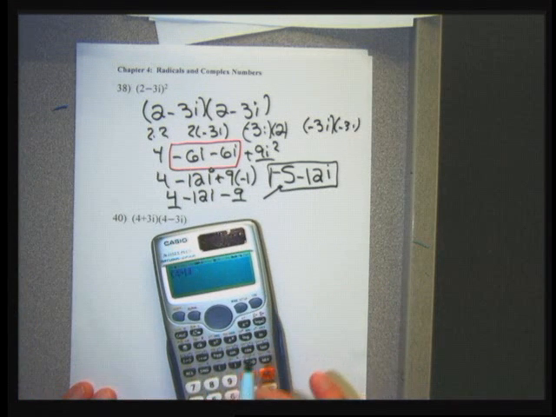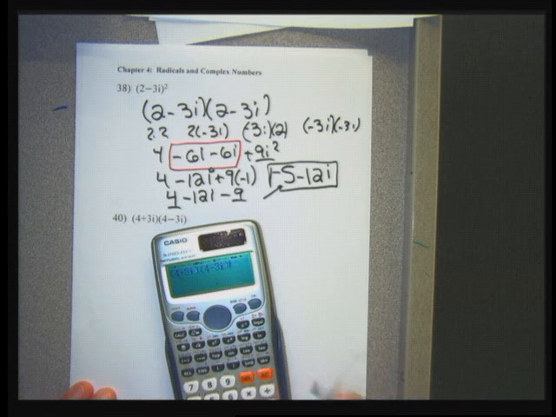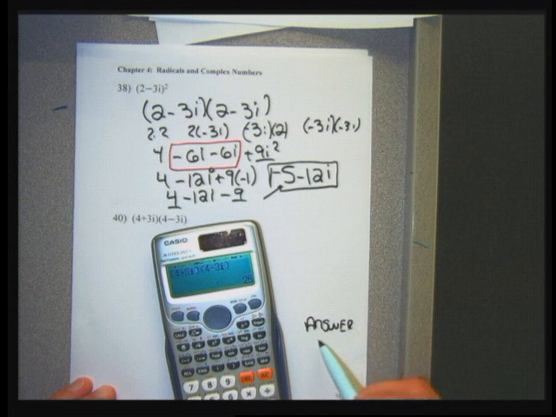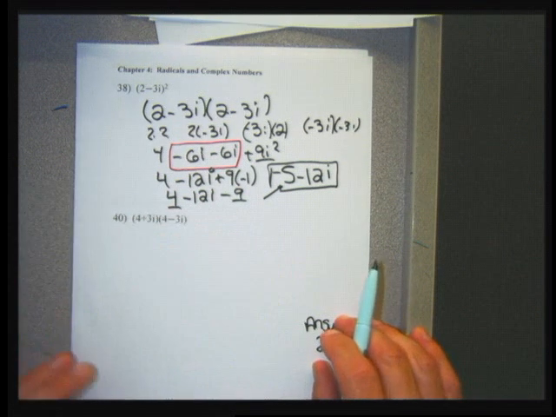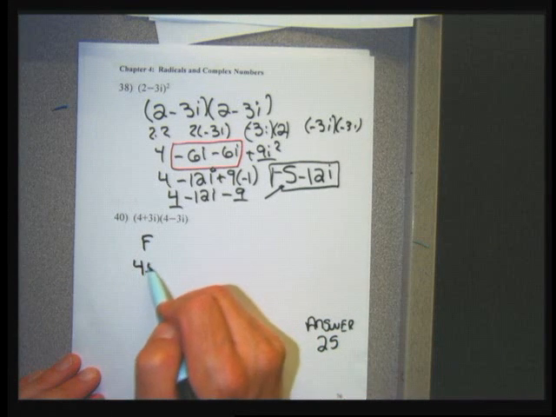40 is 4 plus 3i times 4 minus 3i, which is 25. And again, 40, when I'm doing it by hand, I'm going to be efficient because it's multiplying conjugates, and when you multiply conjugates, you just need the firsts and the lasts because the outers and the inners are going to cancel.